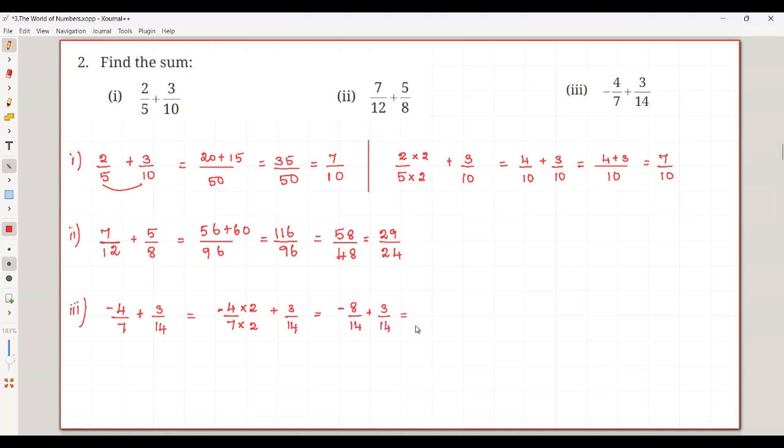Now both are having the same denominator. So keep the same denominator and add. Minus 8 plus 3 is minus 5. So minus 5 by 14. If you want to go with the butterfly method also, you can. You have to multiply 7 into 14, do the cross multiplication and simplify it. You'll be getting the same answer.